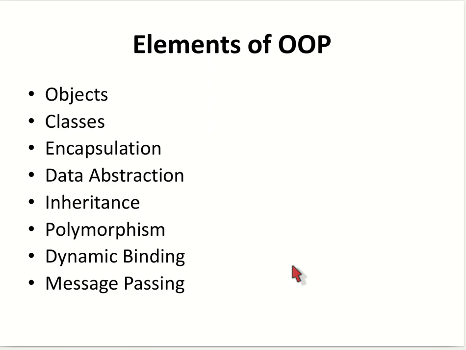Let's see the elements of object oriented programming. This is basically a 5-mark or an 8-mark question. If it is asked as a 5-mark question, you have to explain at least 5 of these elements, and the rest you can mention in one or two lines. If it is asked as a 10-mark or 8-mark question, you have to elaborate with an example. The first one is objects, then classes, encapsulation, data abstraction, inheritance, polymorphism, dynamic binding, and message passing. These are the main elements of object oriented programming.